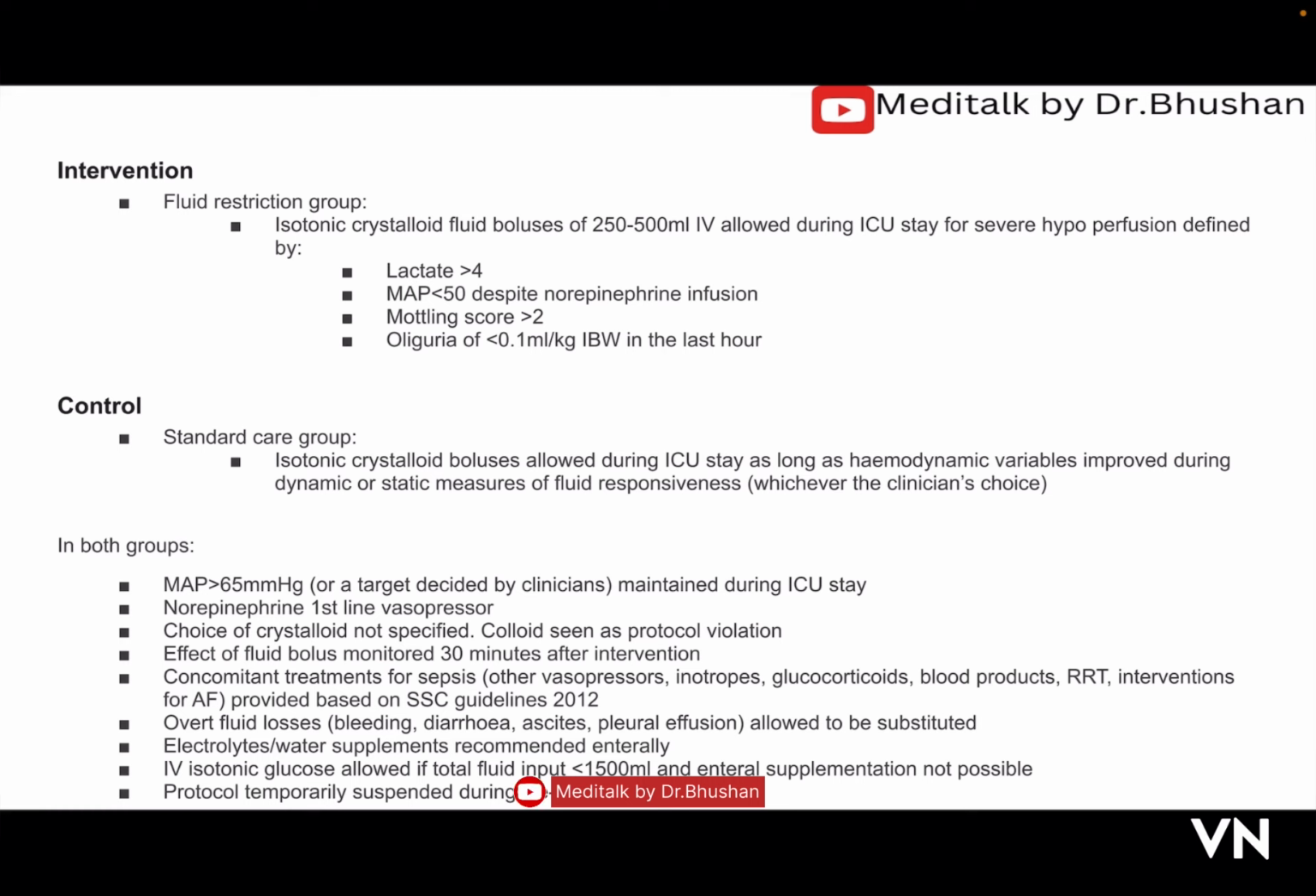Overt fluid losses, bleeding, diarrhea, ascites, pleural effusion allowed to be substituted. Electrolyte and water supplements recommended enterally. IV isotonic glucose allowed if total fluid input less than 1500 ml. Enteral supplementation not possible. Protocol temporarily suspended during life-threatening bleeding.